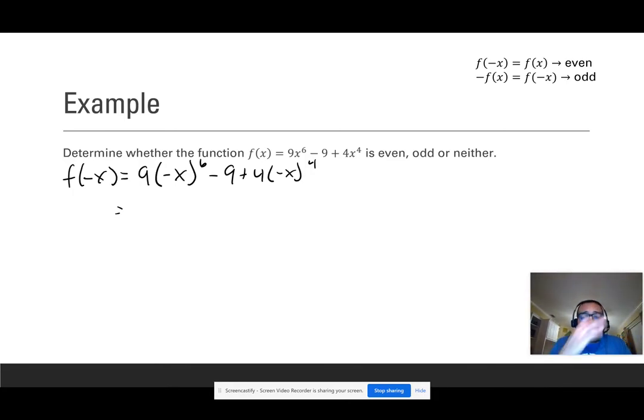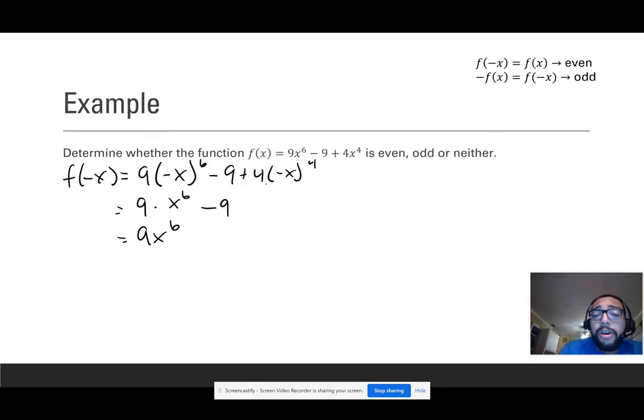So 9 times negative x to the 6 is going to end up being 9 times x to the 6, which is just clearly 9x to the 6. Again, whenever you have that even power, it's going to come out positive after you multiply. And let's just finish out the rest.